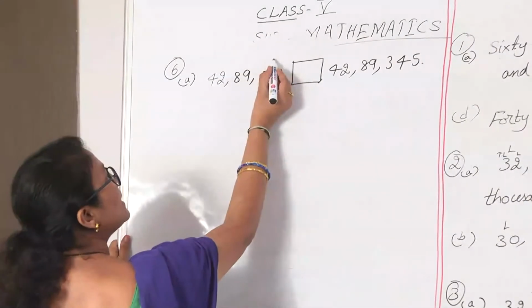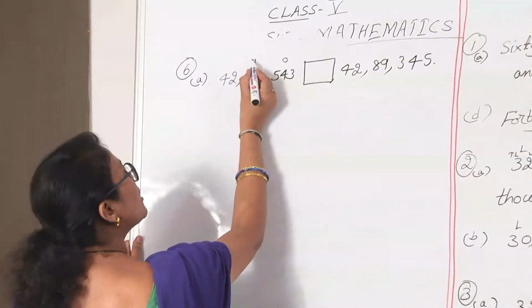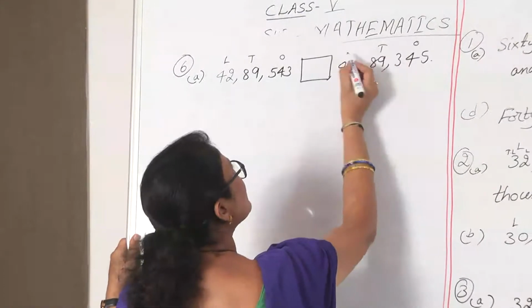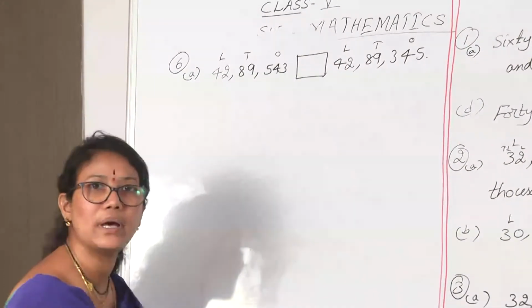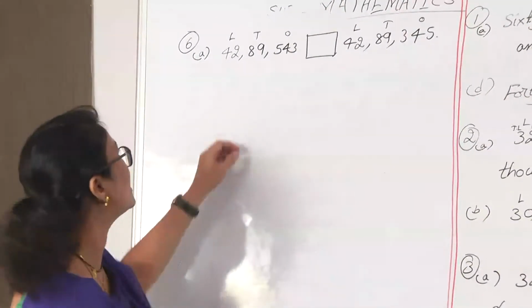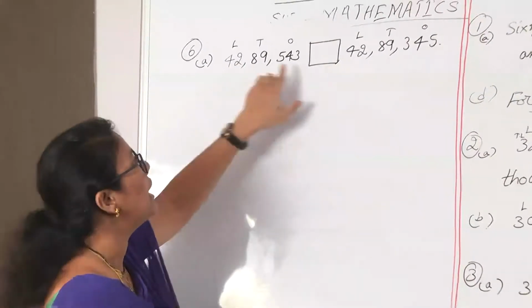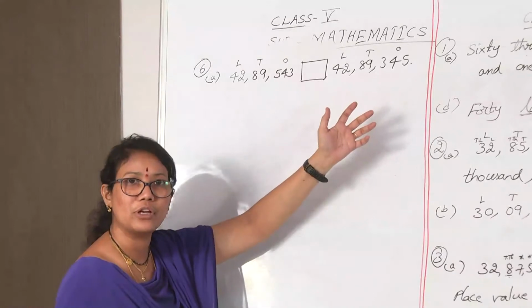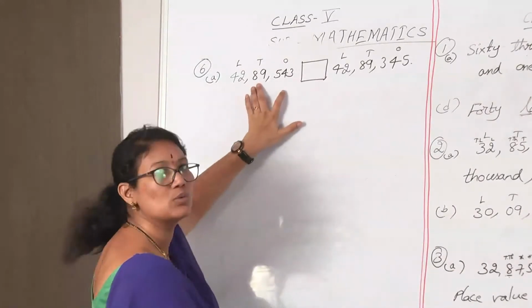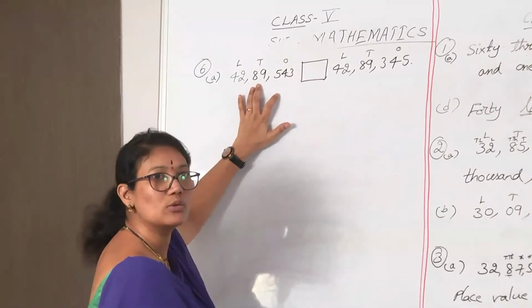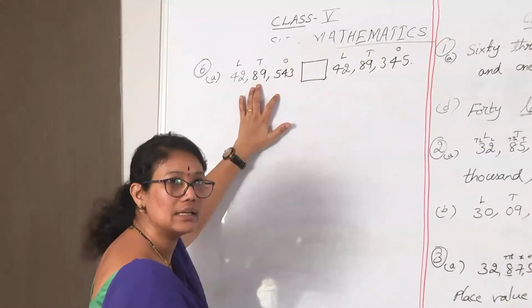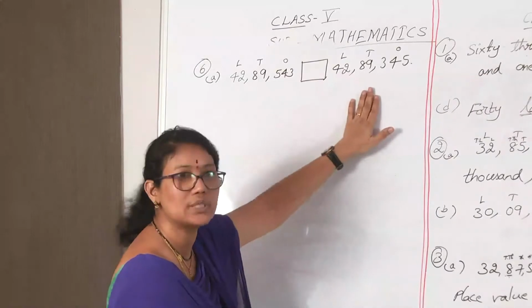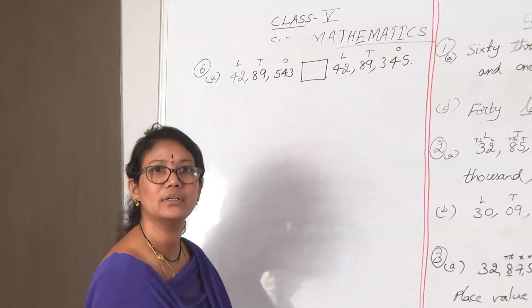Let us compare these two numbers starting from the lakhs period. So first of all write the periods: ones, thousands, lakhs, ones, thousands, lakhs. Now we start comparing from the lakhs period, right children? Here it is 42 and 42. The lakhs period is same, so there is no comparison of numbers. So we move on to the thousands period. Check out what is in the thousands period. It is 89. Here also it is 89. So the thousands period is also same, so there is nothing to compare.